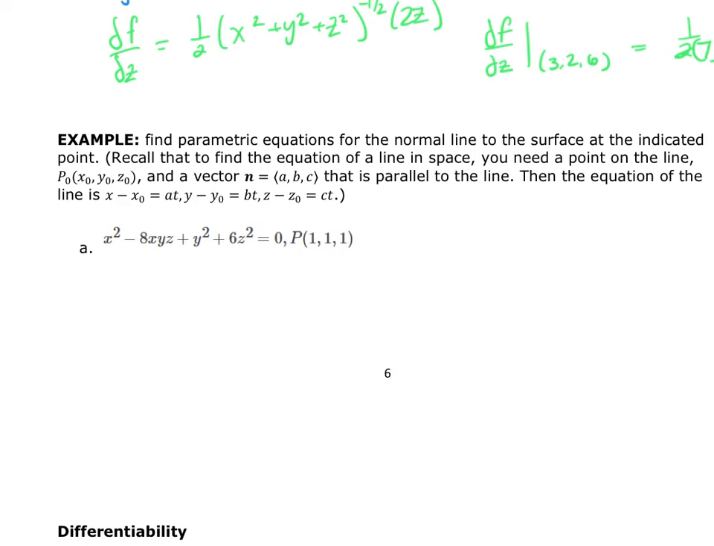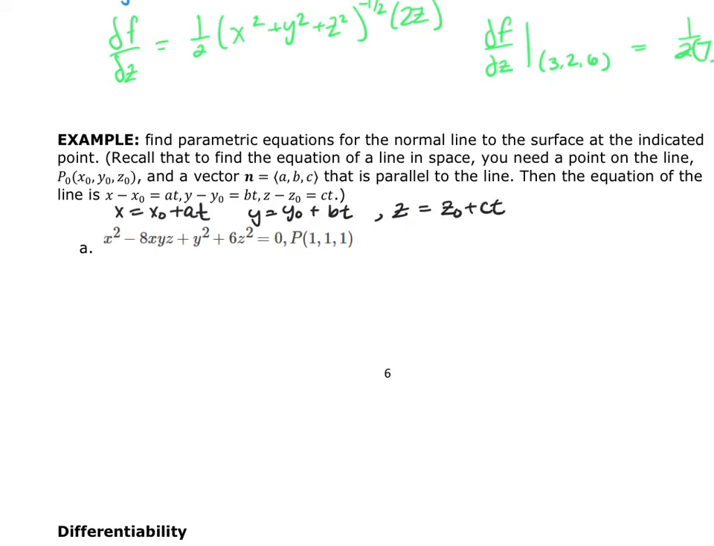Now what we're asked to do is find the parametric equation for the normal line to the surface indicated at the point. Recall from when we did equations of lines in space, you need a point on the line and you need a vector that is parallel to the line. Then the equation of the line will be x minus x naught is equal to at. And usually what we do is we solve for x is equal to x naught plus at, y is equal to y naught plus bt, and z is equal to z naught plus ct.